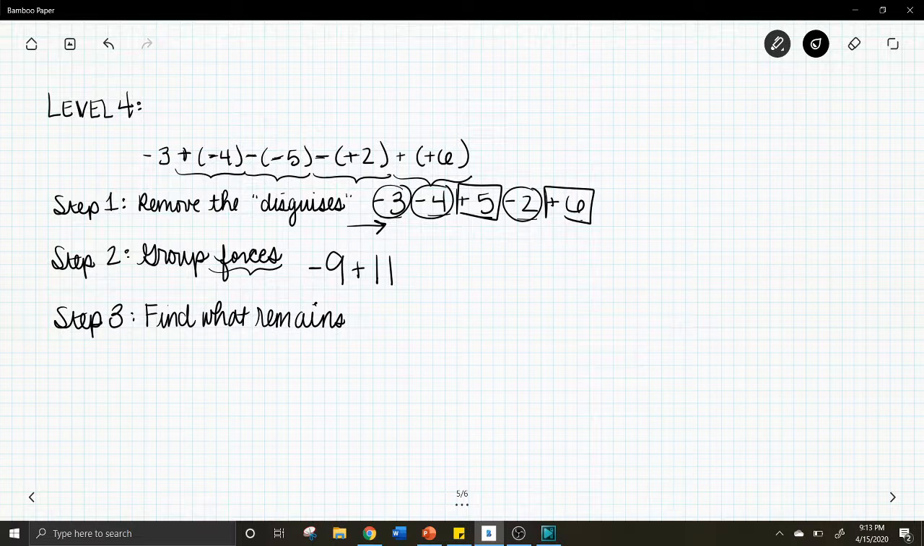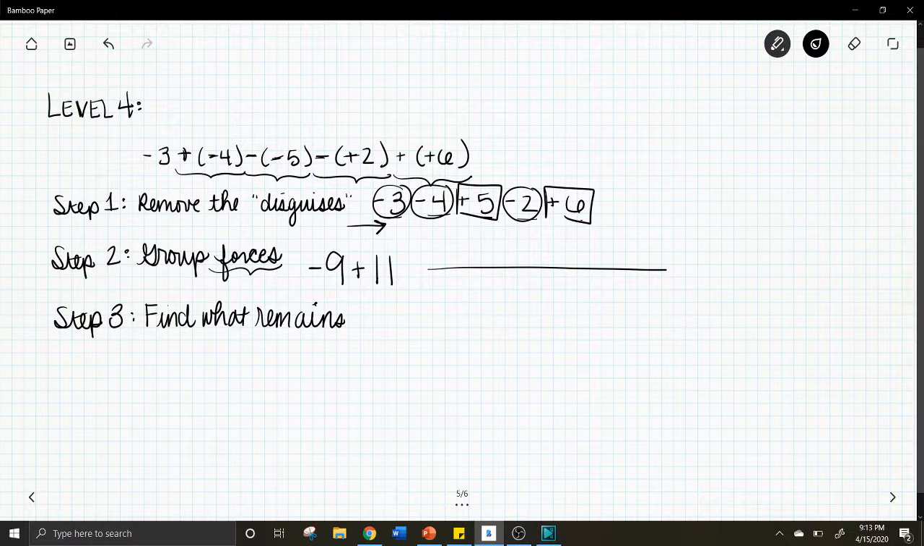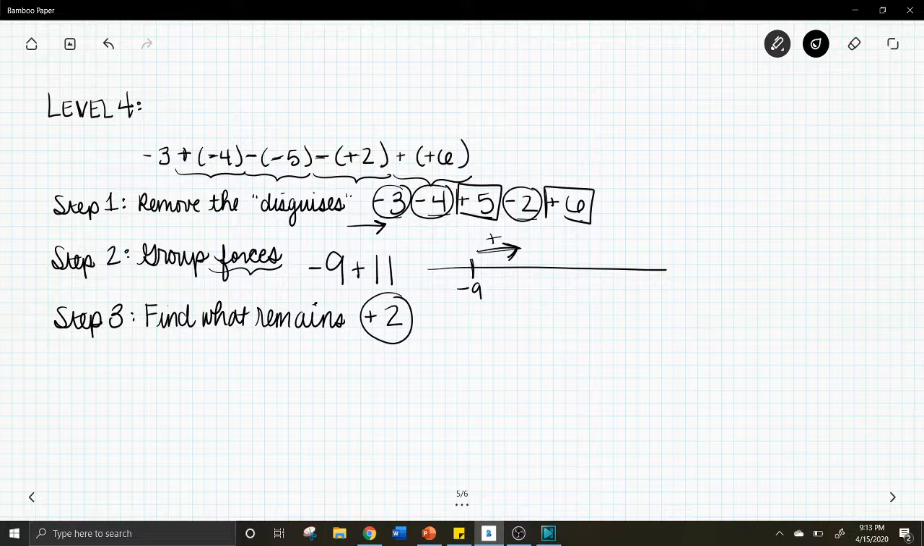So now you find what remains. What's -9 plus 11? In your head, remember, this will really help you picture yourself on a number line. You're at -9, and you're adding 11. So you're going in the positive direction, 11 spaces. You would end up at +2. That's what remains.